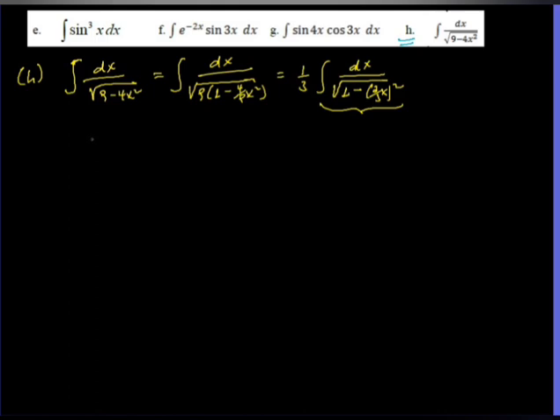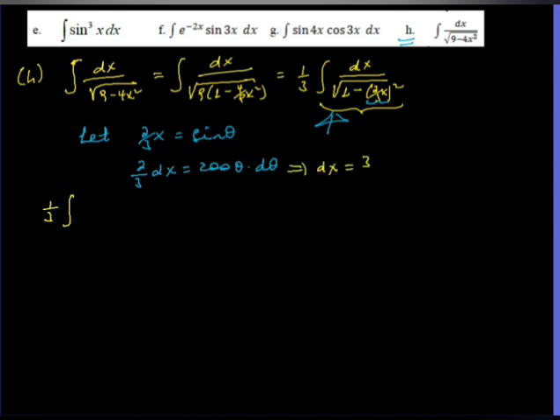So let 2 over 3x be sine theta. Taking the derivative on both sides with respect to x, 2/3 of dx becomes cos theta d theta. So we use this trigonometric substitution. So what does our integral become? 1/3 of dx, where dx will be 3 over 2 times cos theta d theta.